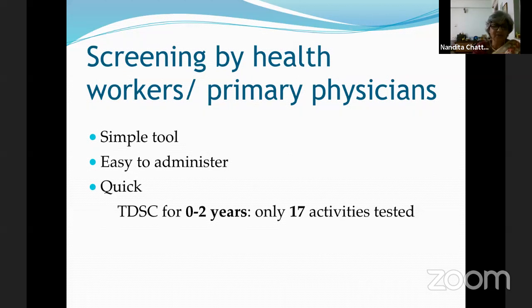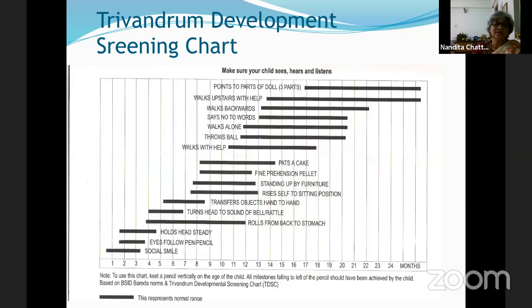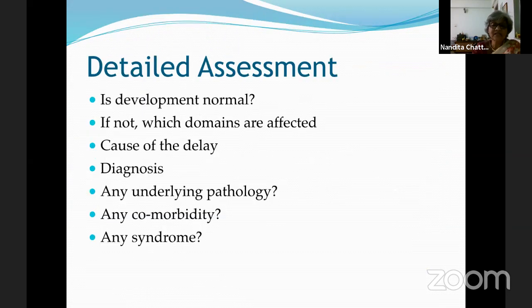That is still very much in vogue. It has only 17 activities to be tested. I'll talk about this later. Just to give you a glimpse, I'll come back. Next slide, please.